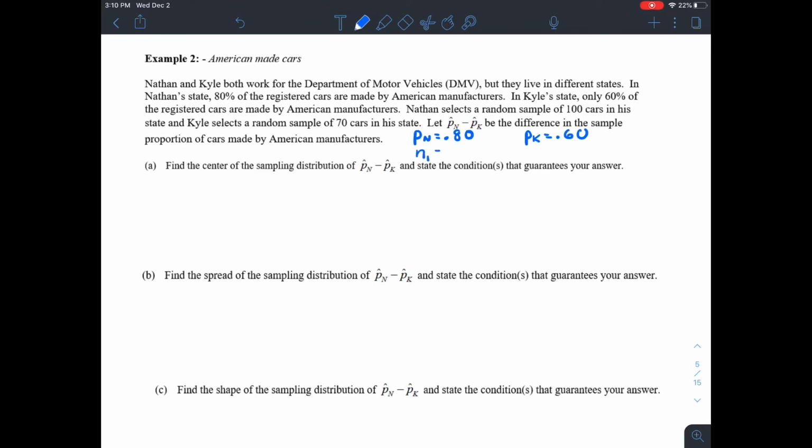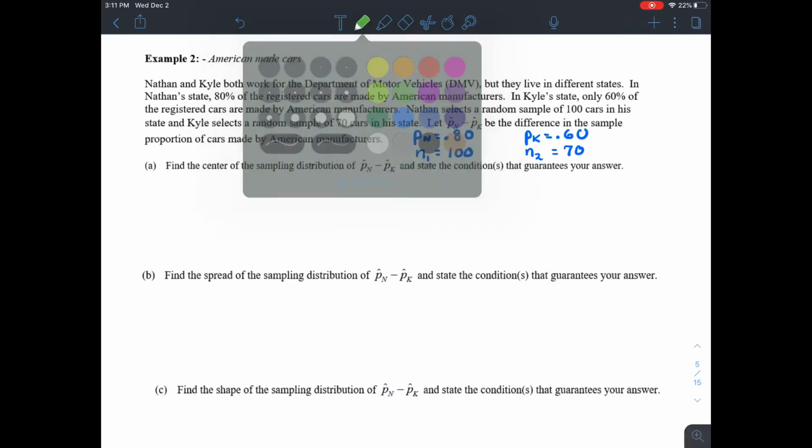Nathan selects a random sample of 100 cars. Okay, so from population 1, sample size is 100. Kyle selects a sample of 70 cars from his state. Okay, we're going to let P hat sub N minus P hat sub K, so we're taking Nathan's proportion minus Kyle's proportion, be the difference in sample proportions of American-made manufactured cars.